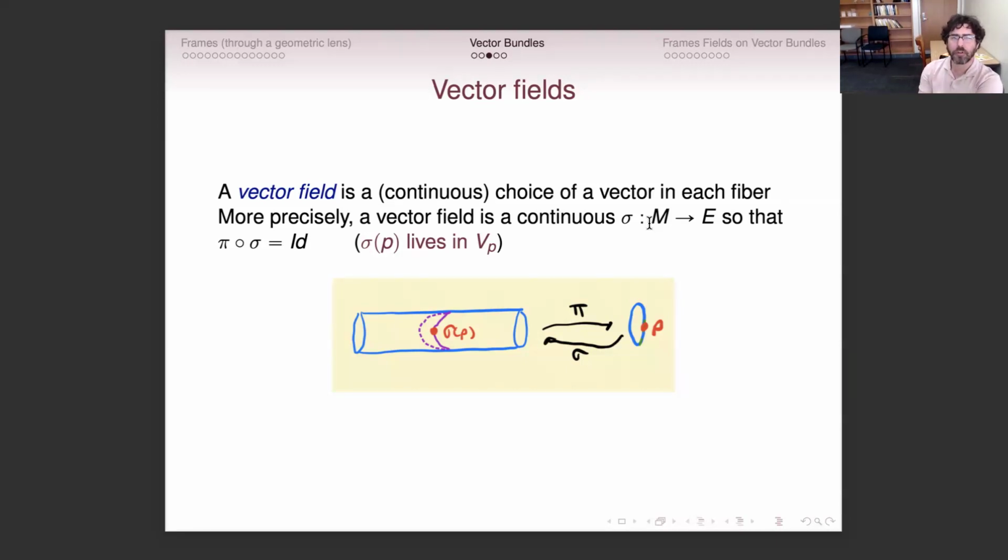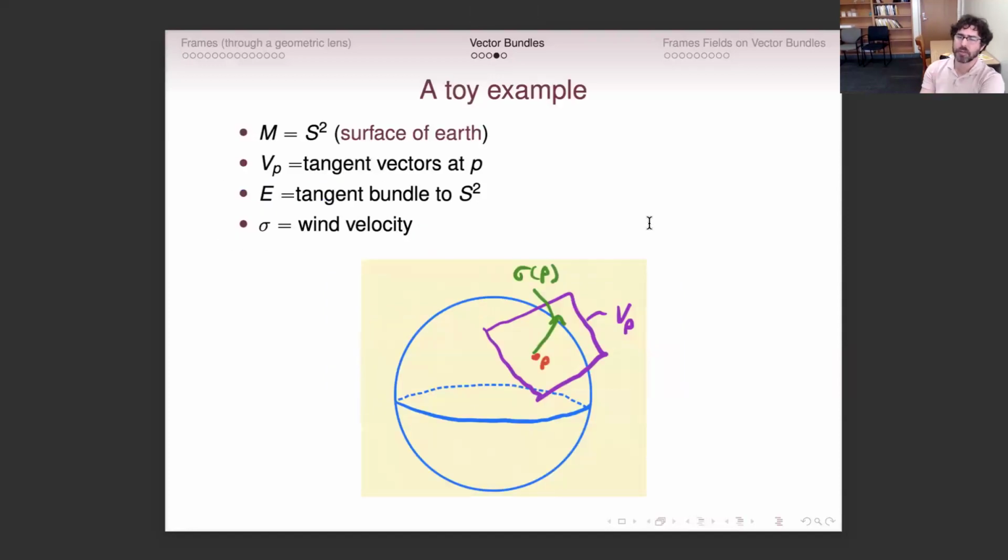And so a little toy example that's maybe nice to think about is you could think about the base space M as being S2, which I'll think about as being, say, the surface of the Earth. And then I could think about the vector spaces as being the various tangent vectors to the sphere at a particular point P. So each of those is going to be like a little copy of R2. And then my vector bundle, if I take the union of all of those spaces, that's going to be the so-called tangent bundle to the 2 sphere.